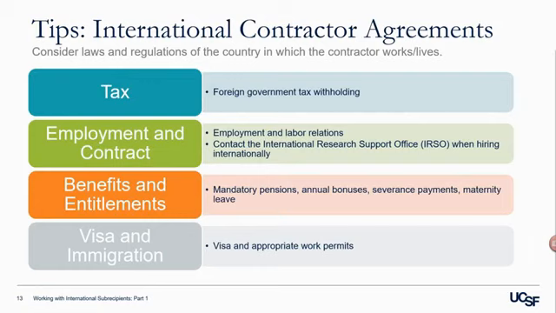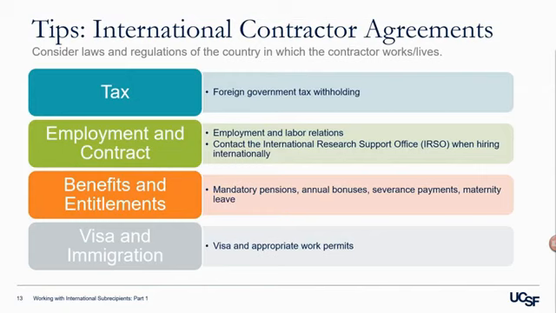We are planning to explore these in more detail during session 2, but keep in mind there may be foreign government withholding tax we can't pay. Employment and contracts: whenever we are going to employ in another country, reach out to the International Research Support Office. Benefits and entitlements: there are costs involved that we may not want to pay. Visa and immigration: there are visa costs that may apply.